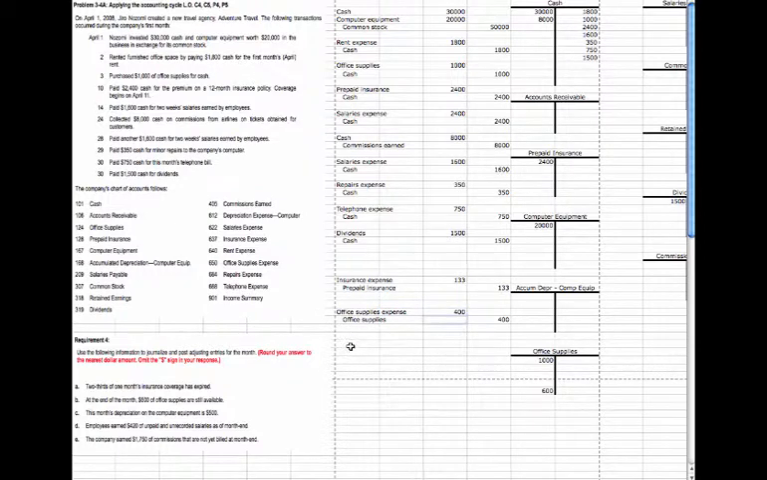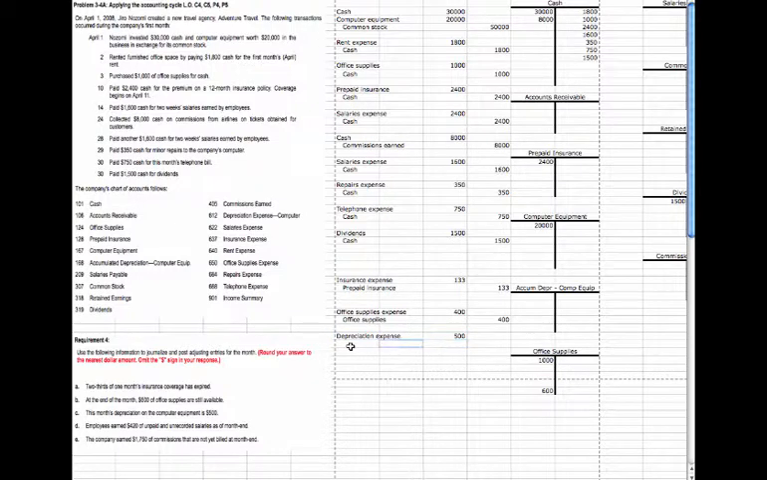Okay, the next journal entry says this month's depreciation on the computer equipment is $500. So we're going to recognize the expense called depreciation expense. So we're going to debit that, and that's in the amount of $500.